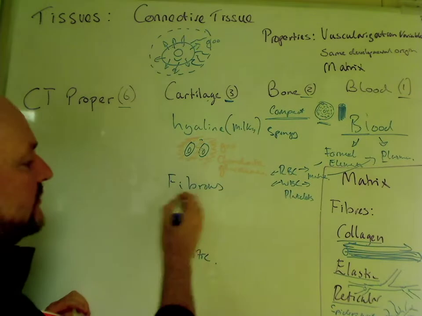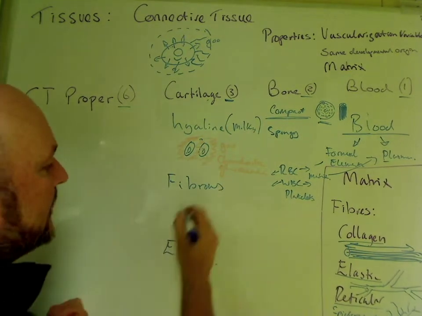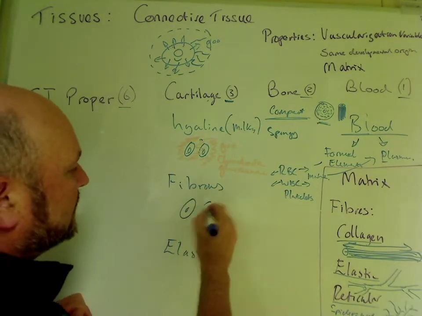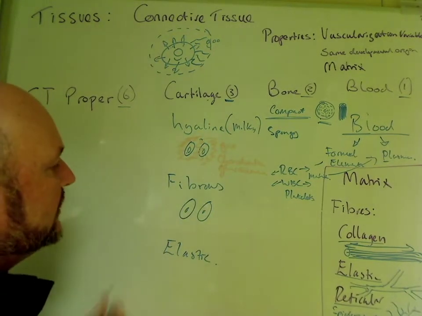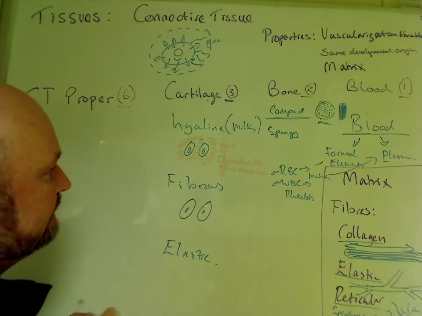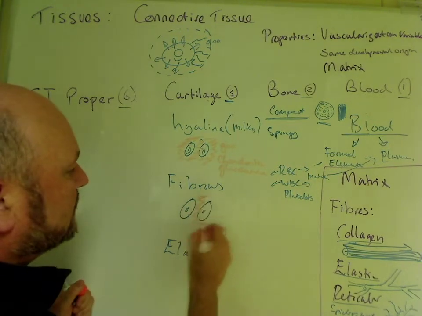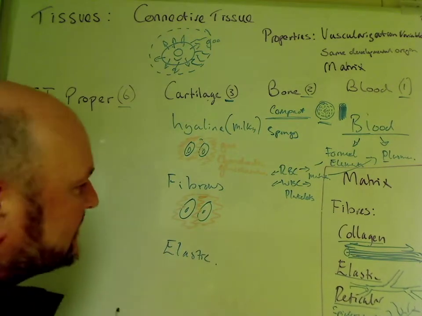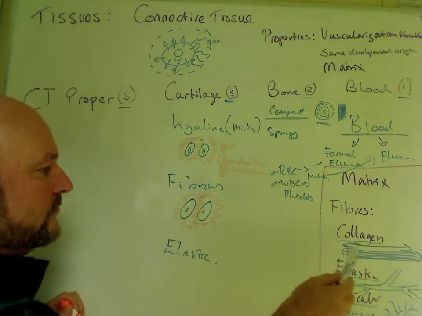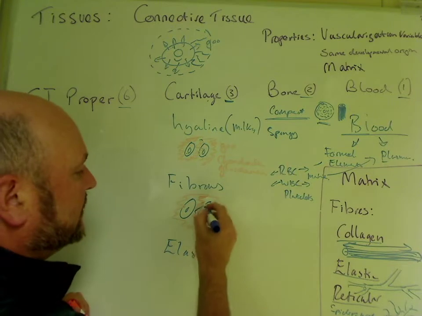So next we have fibrous. And again, fibrous does the same as the hyaline. So it produces a matrix of goo all around it. But this time it also produces collagen fibers in that goo.